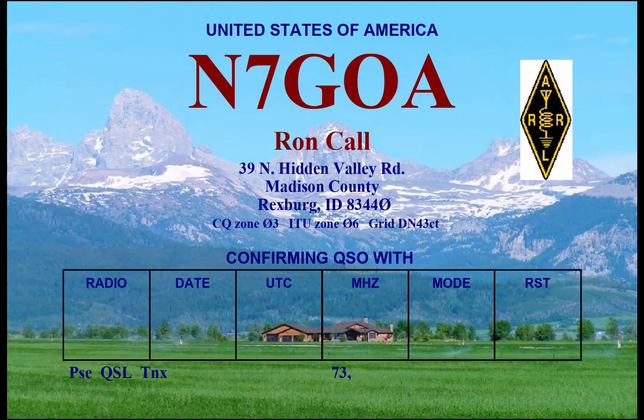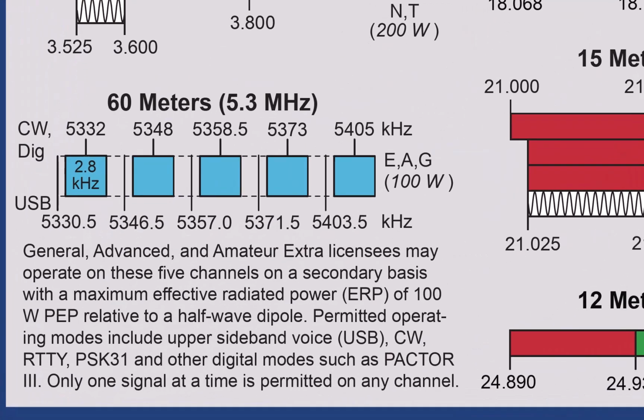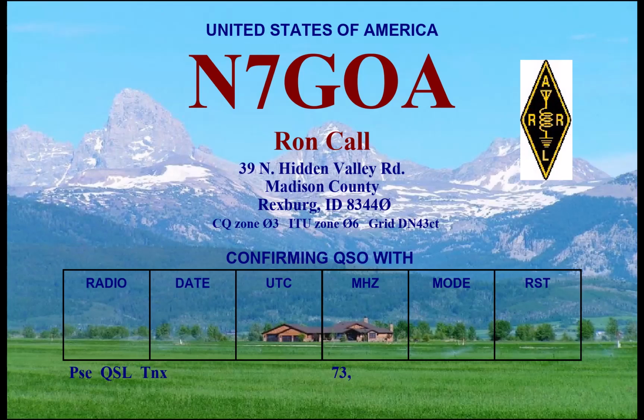The next question, what is the maximum power limit on the 60 meter band? The effective radiated power of 100 watts peak envelope power with respect to a half-wave dipole. Next question, what is the maximum symbol rate permitted for RTTY or data emission transmissions on the 10 meter band? Again, 10 meters is 1200 baud.